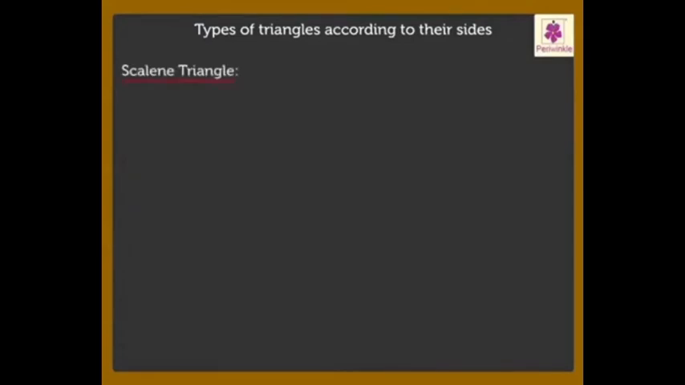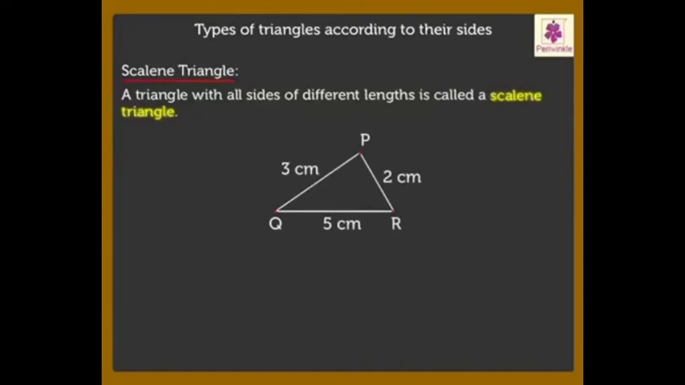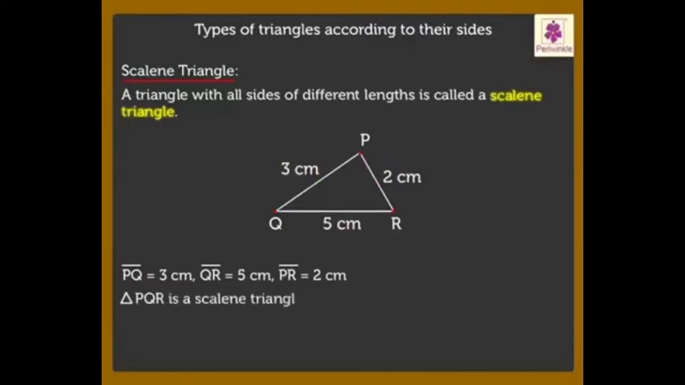Scalene triangle. A triangle with all sides of different lengths is called a scalene triangle. Look at the triangle PQR. The lengths of all its three sides are different. Thus, we say triangle PQR is a scalene triangle.